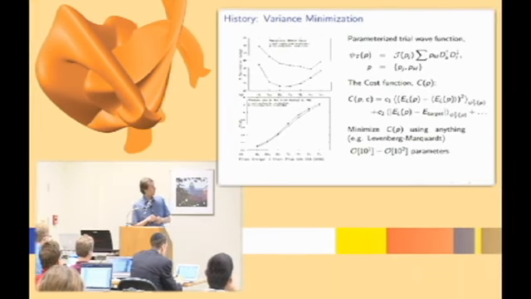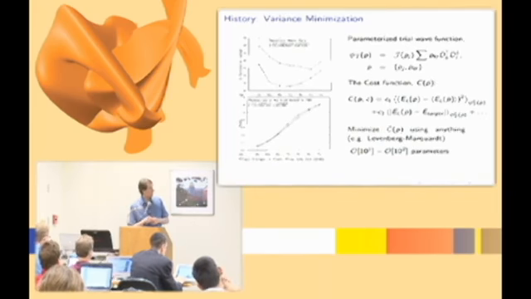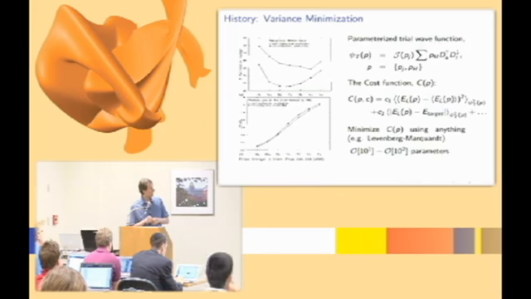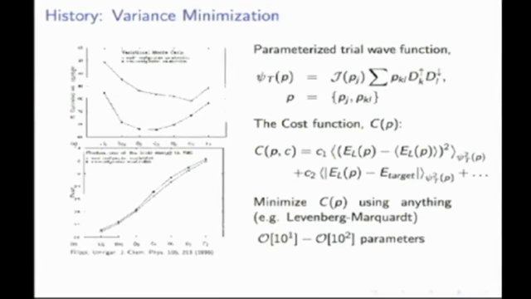In the variance minimization algorithm, you define a cost function, C of P. C is our cost function, P is a set of parameters, and the c's are a set of coefficients that define kind of costs. We can define C1 as the cost of E local minus the average E local, squared. So this is a variance term. C2 can be the distance of the local energy to some target energy. So you estimate what the ground state energy should be, set the target energy there or maybe a little bit lower, and then you enforce a cost based on the distance of E local to that target.